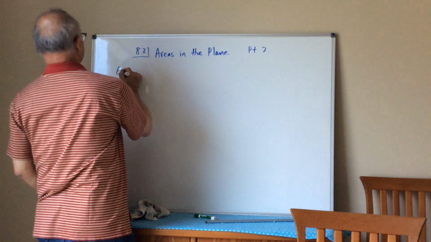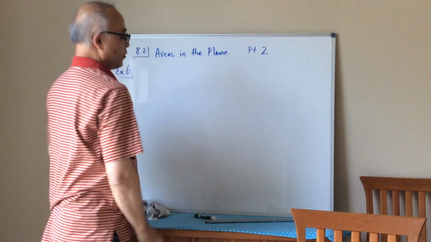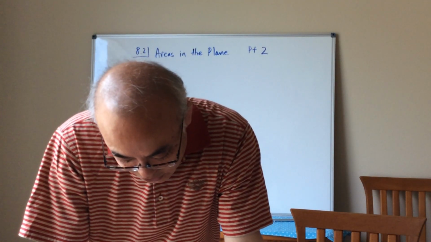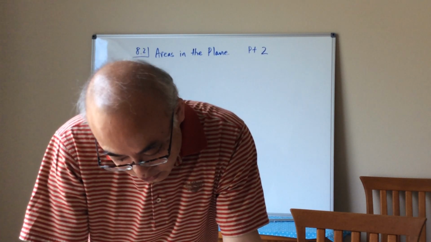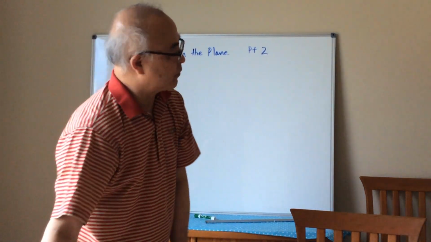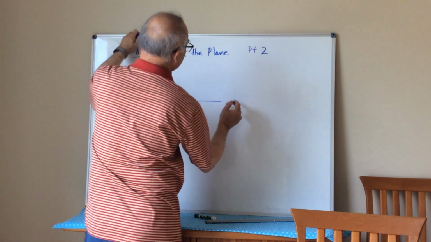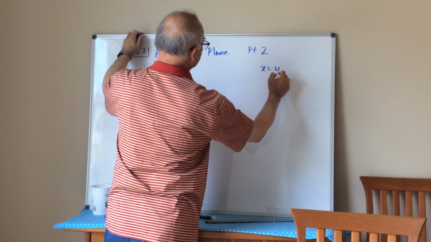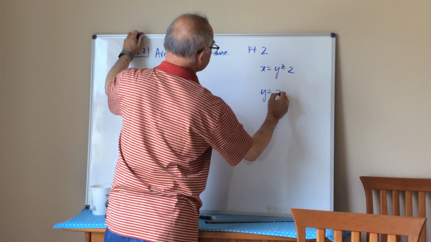Okay, example number 6. Find the area of the region enclosed by the graphs y equals x cubed and x equals y squared minus 2. So if I do that, I have x equals y squared minus 2, and I have y equals x cubed.